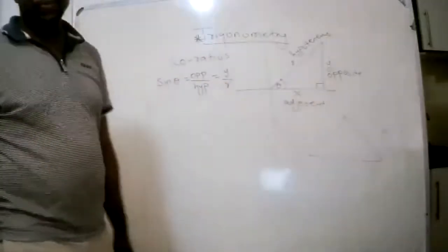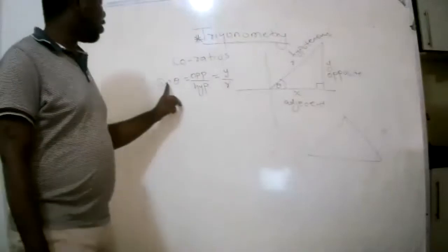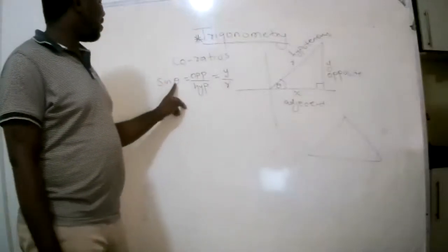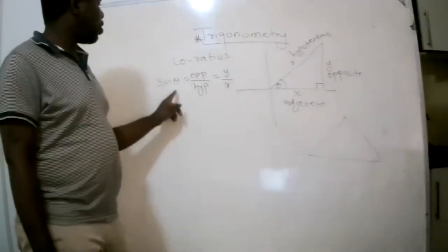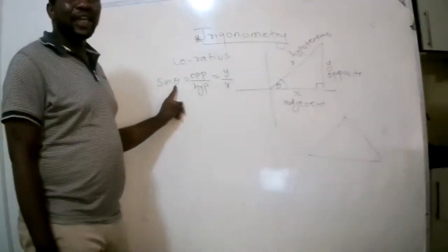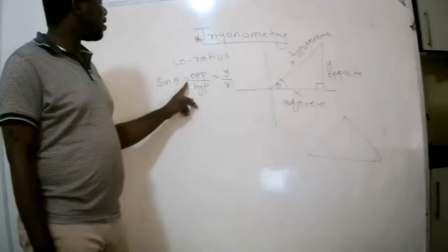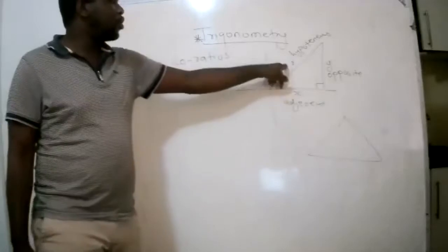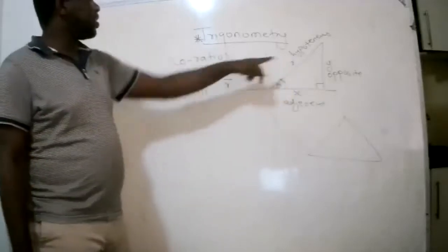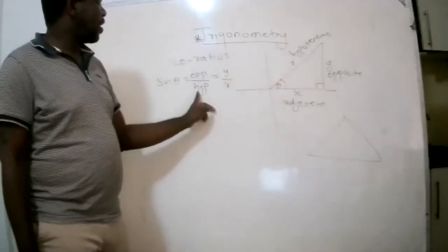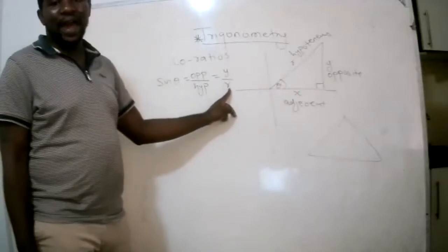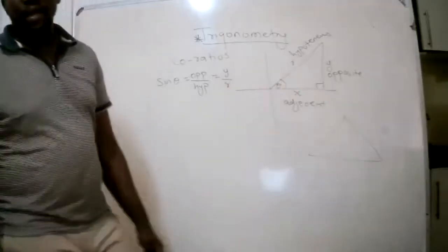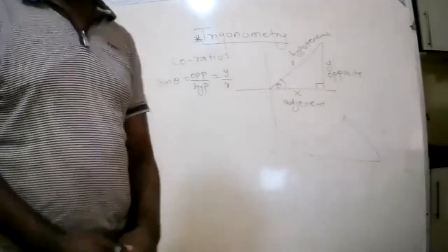The trig ratios. So the first trig ratio, which you must not forget, is called sine. So sine theta, sine is a trig ratio, and theta is an angle. So sine theta is equal to opposite side divided by hypotenuse side, of which opposite in that case is indicated as y, and the hypotenuse is indicated as r. So sine theta is equal to y over r.